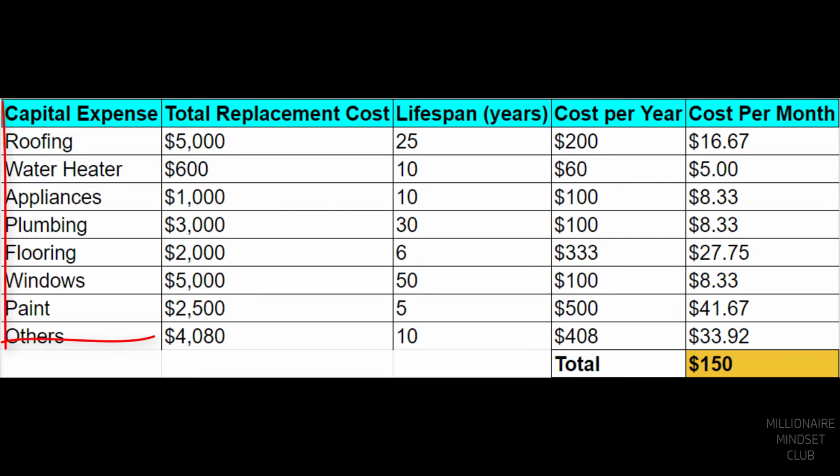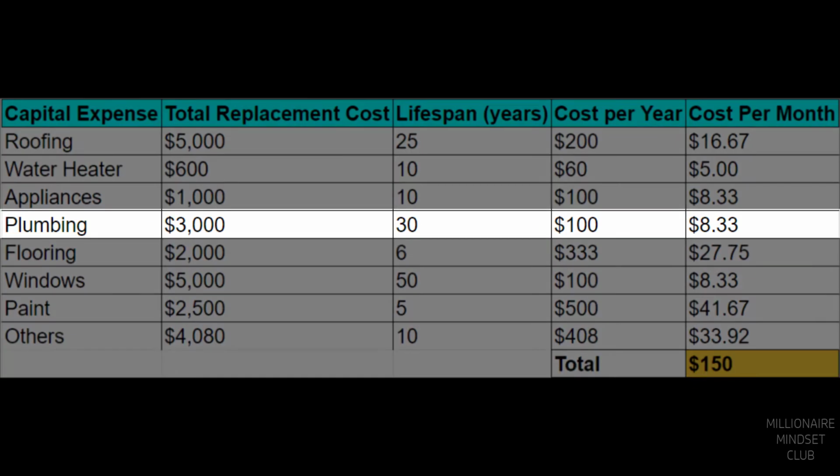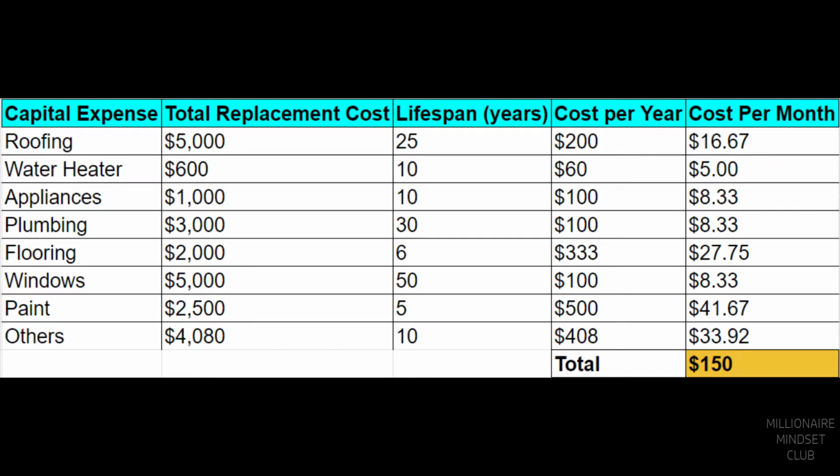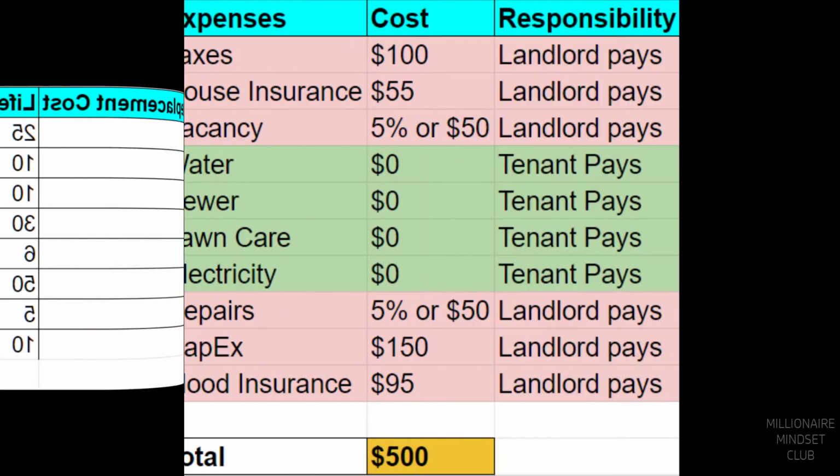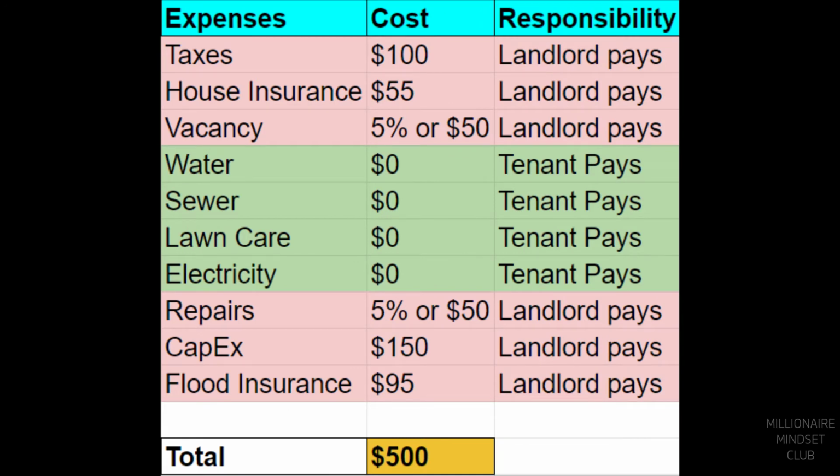Here's an example. You can see how I wrote down all possible CapEx and calculated the cost per year and then the cost per month. Let's say the total cost of plumbing in the next 30 years is $3,000. That means every year that would equate to $100, and every month that would be $8.33. We run the approximate numbers and come up with a nice round figure of $150 for CapEx. If we put all numbers together, our monthly expenses will average about $500. I'm using a nice round figure here for simplicity. Basically, you add all the expenses together.